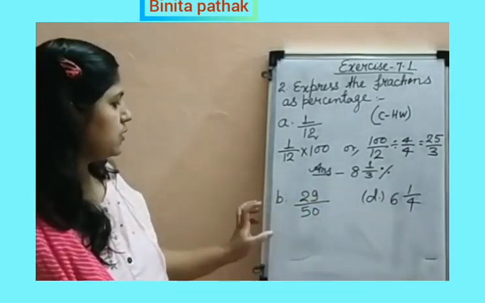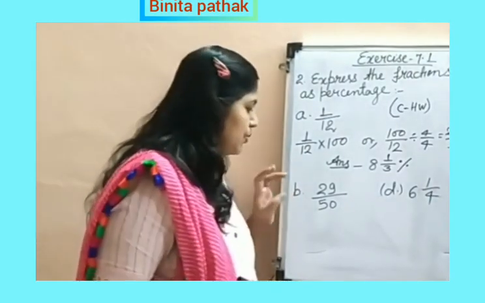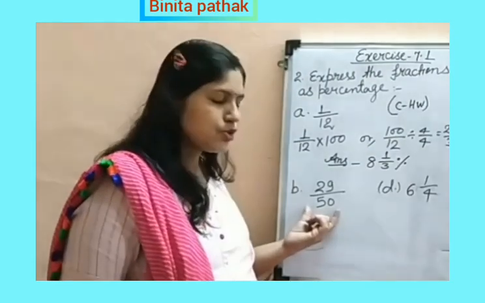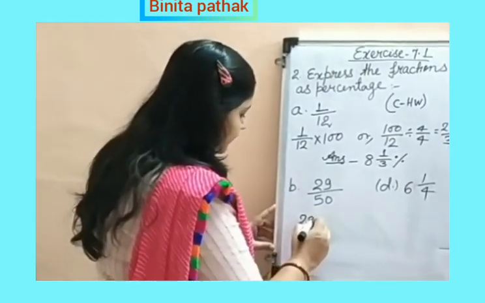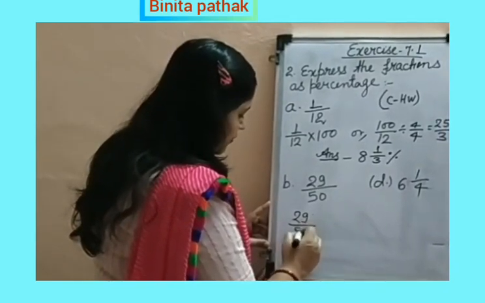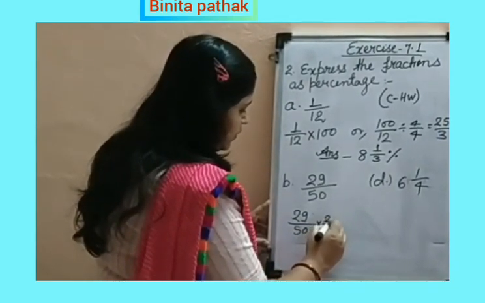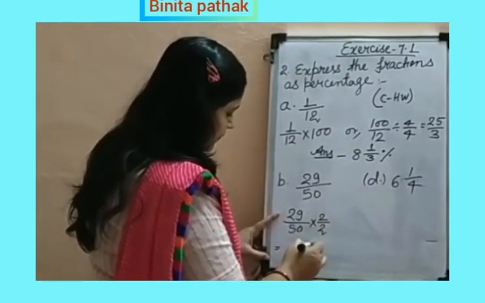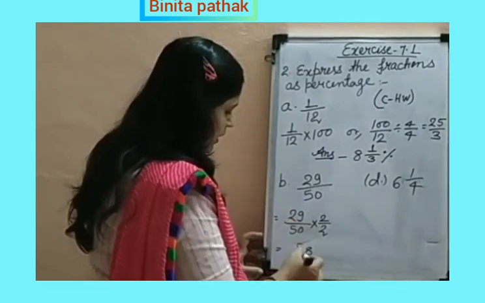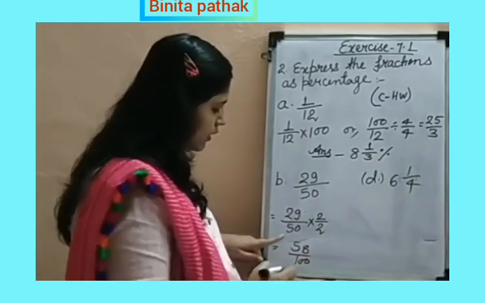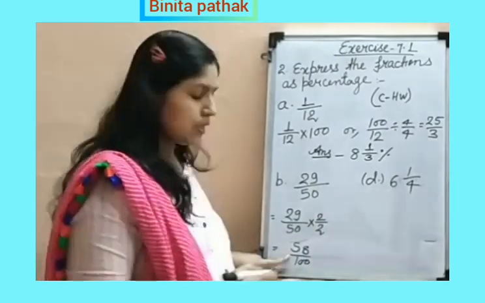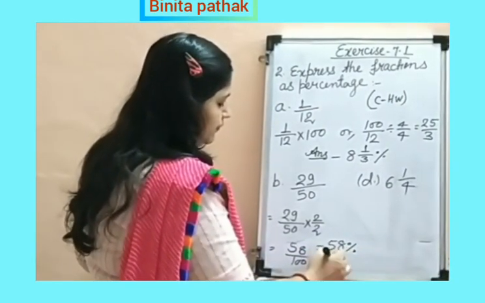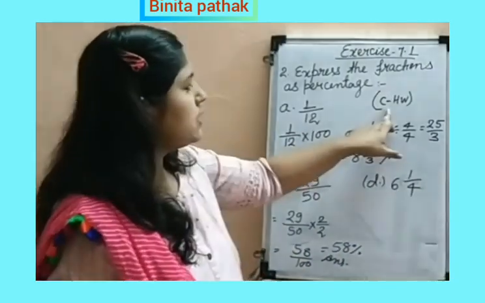This is the answer. Now question number B is 29 upon 50. 50 we can convert into 100 by multiplying it by 2. So 29 upon 50 into 2 upon 2. That is 58 upon 100. Here numerator is 58 and denominator is 100. So we can write 58% as the answer. Question number C is for your homework.